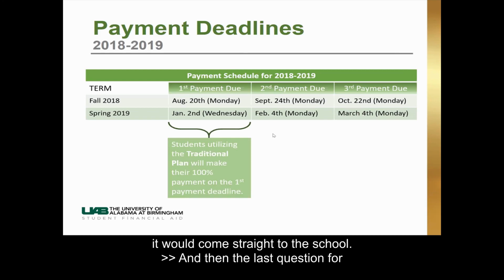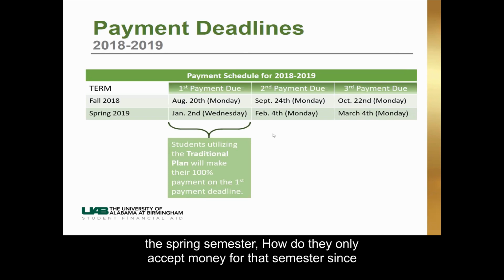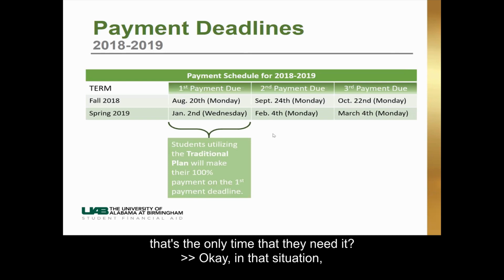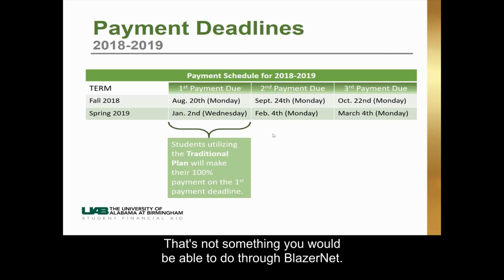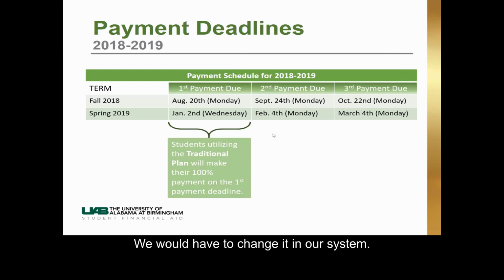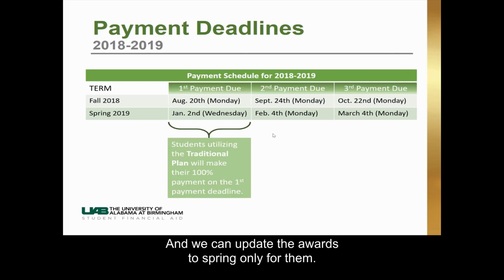Excellent. And then the last question for the day is, if someone only needs to accept a loan for the spring semester, how do they only accept money for that semester since that's the only time they need it? Okay. In that situation, you would need to contact our office and we would have to update the award for you to spring only. That's not something you would be able to do through BlazerNet. We would have to change it in our system. So again, just contact us at finaid@uab.edu with your student's name and Blazer ID, and we can update the award to spring only for them.